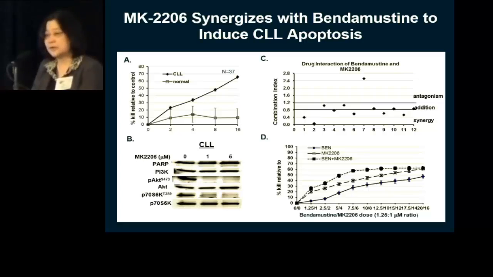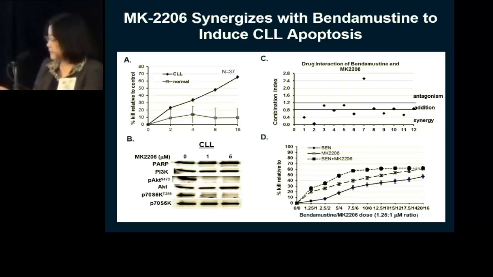Next, we want to ask a question: can we combine this agent with some of the established chemotherapy agents? At the time, we decided to combine this with bendamustine. Among about 12 patients that we tested, most patients have shown there's a synergistic effect of this agent in combination with bendamustine to induce CLL apoptosis. And shown here in figure 3, this is a graph showing the combination index of those two agents used to kill CLL cells. So any CI index less than 1.2 shows potential synergistic or additive effect.